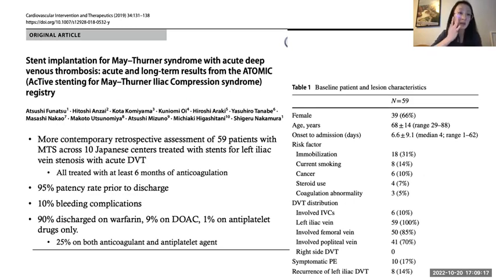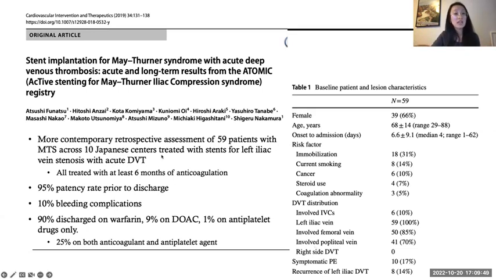This is another trial that was published, the Atomic trial, published in 2019 in the Cardiovascular Intervention and Therapeutics paper. It was a more contemporary retrospective assessment of 59 patients who were treated with stents for left iliac vein stenosis with acute DVT. The real purpose of this paper was to show that putting stents in patients with May-Thurner syndrome gives good results, good patency, and it's safe to do.